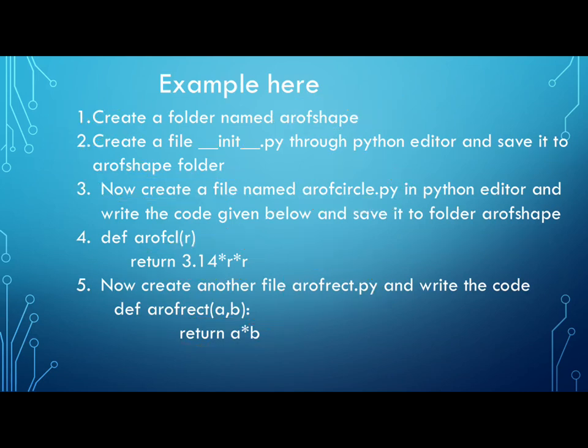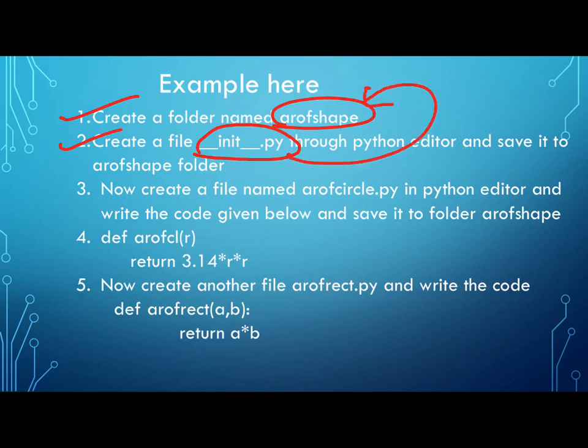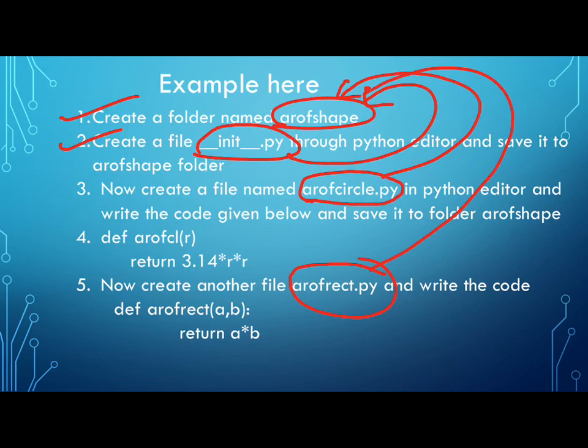Once again, I will explain. First, you create a folder with this name. Then you create one file with the .py extension and store it in this folder. Then you create one file in the Python editor and save it into the folder. Then you create another file, area of rectangle, and save it also in the same folder.